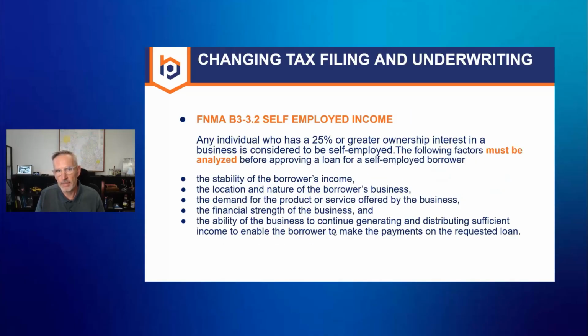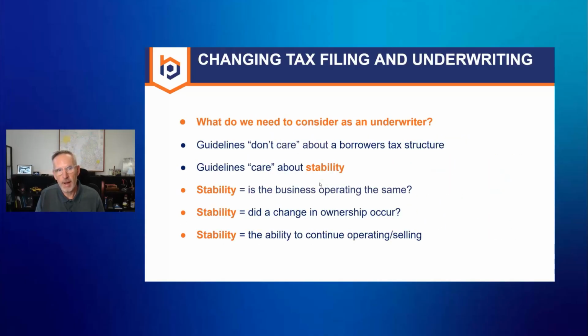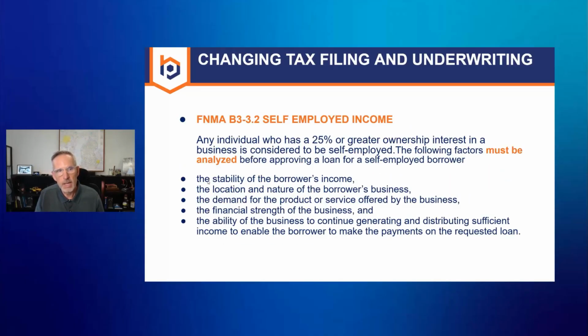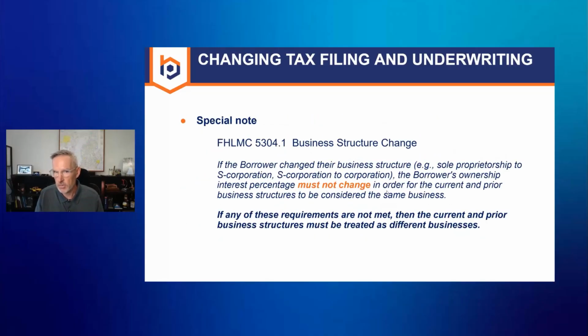And if I'm going to go back a couple slides, what do they care about in Freddie or Fannie Mae right here? The stability of the borrower's income is a different statement than the ability of the business to keep generating and distributing sufficient income, right? It's probably the same, but your income may have been affected. So again, you've got to think about this stuff holistically and ask whether it's going to affect your underwrite. Now, Freddie is putting in writing, you can no longer do this. Like we're putting a line in the sand here.